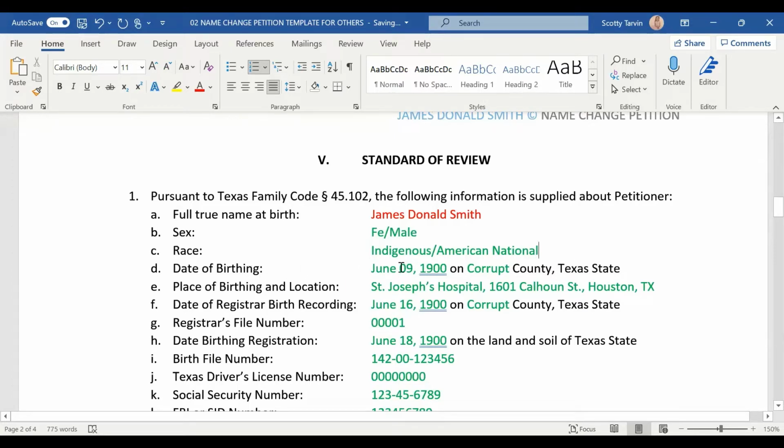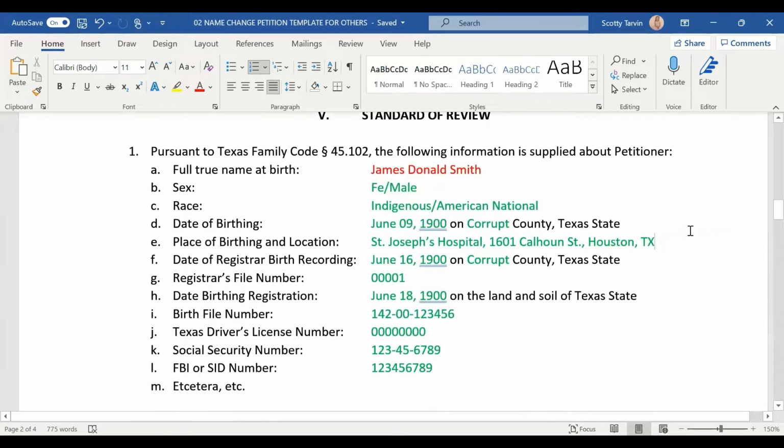Okay. So the date of birthing is, of course, your hospital on the land, on the soil, whatever county, Texas state, not the state of, not the county of, those are corporations. Place of birthing and location, St. Joseph's Hospital, 601 Calhoun Street, Houston, Texas. So I'd have to go back and find where the hospital is that I was born in? Yes. Get the address. Shouldn't be hard. Don't put the zip code. It should be on our birth certificate, right? Yeah. The hospital will be, yeah. Okay. I don't know if the address will or not.